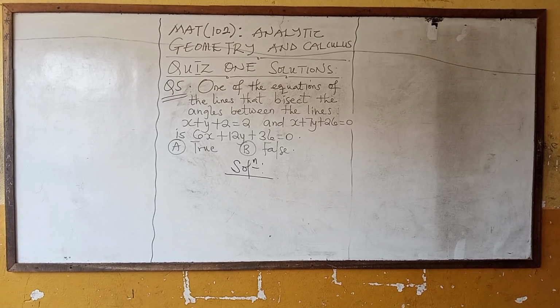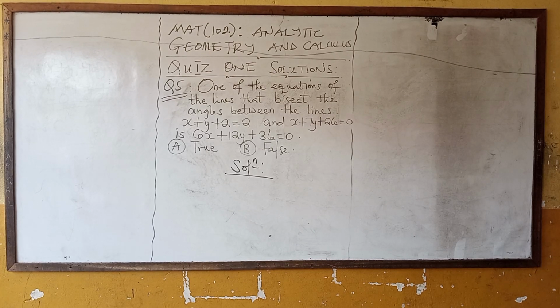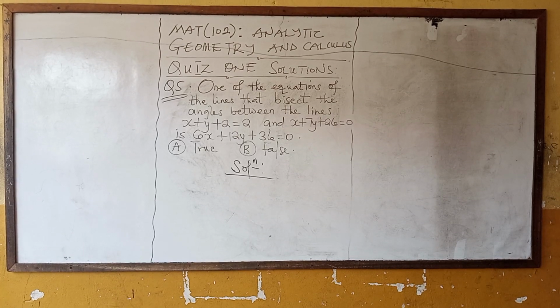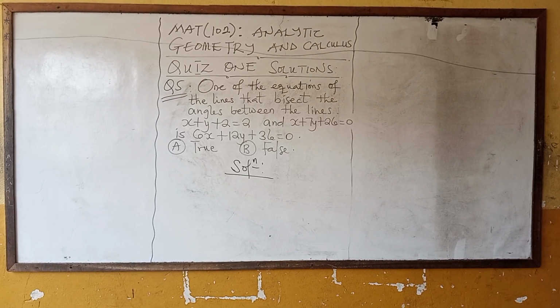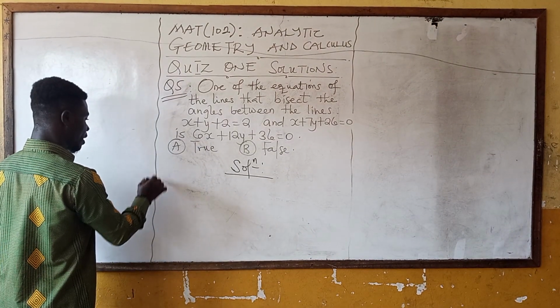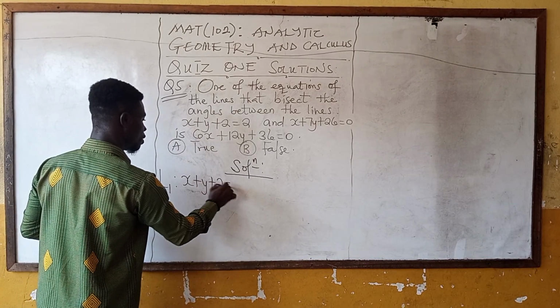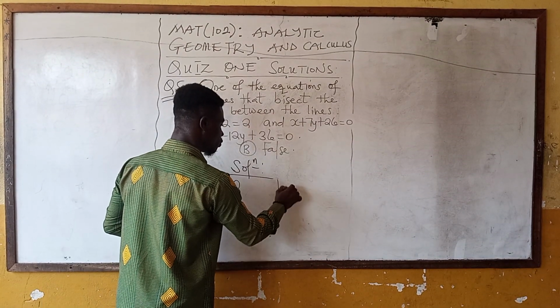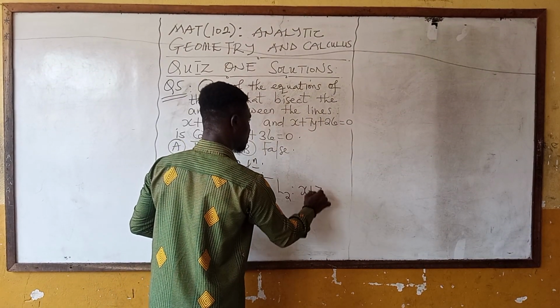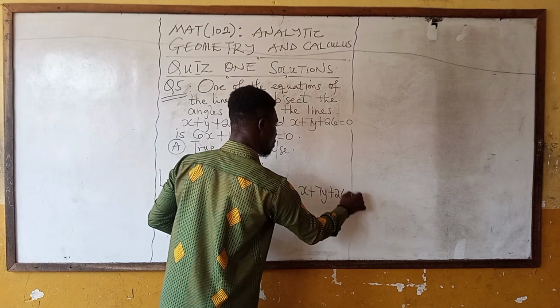So question 5: one of the equations of the lines that bisect the angles between the lines x plus y plus 2 equals 2 and x plus 7y plus 26 equals 0 is 6x plus 12y plus 36 equals 0. A, true, B, false. So now let's start. Solution. So we have our L1 to be x plus y plus 2 equals 2, then our L2 to be x plus 7y plus 26 equals 0.